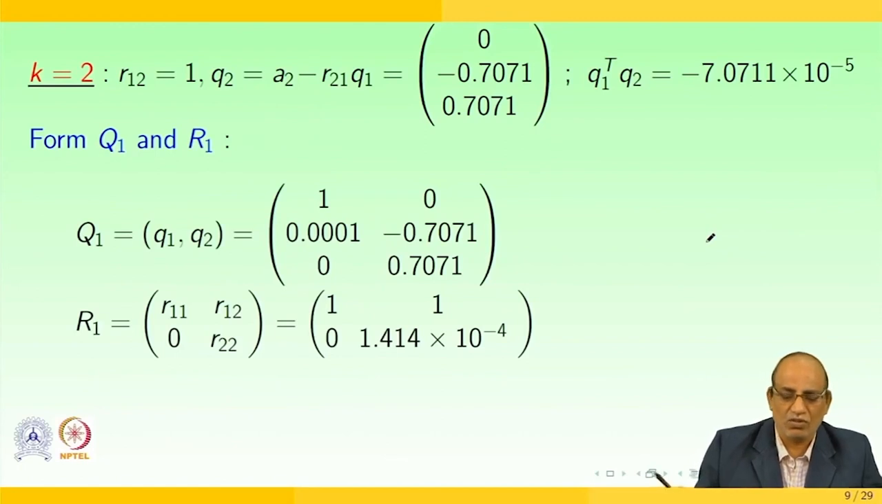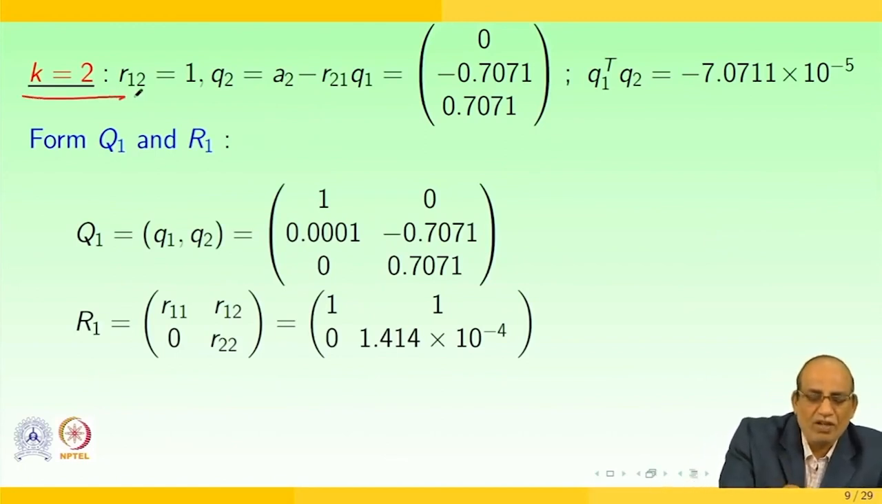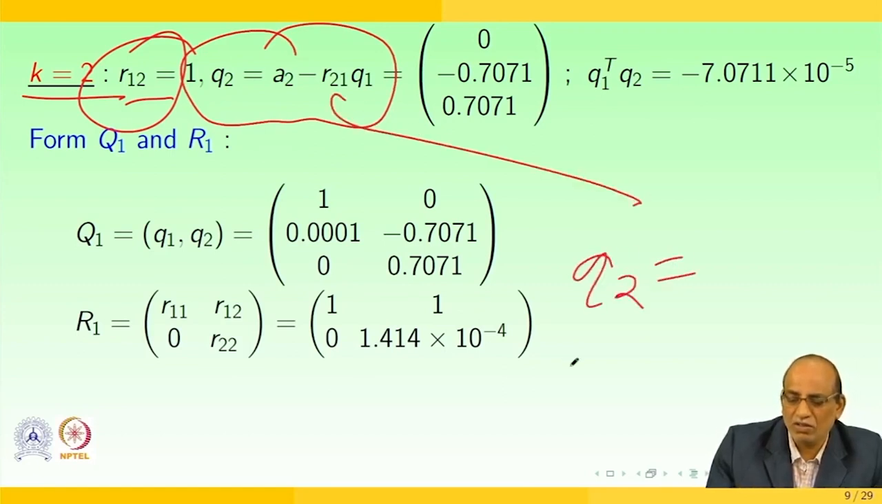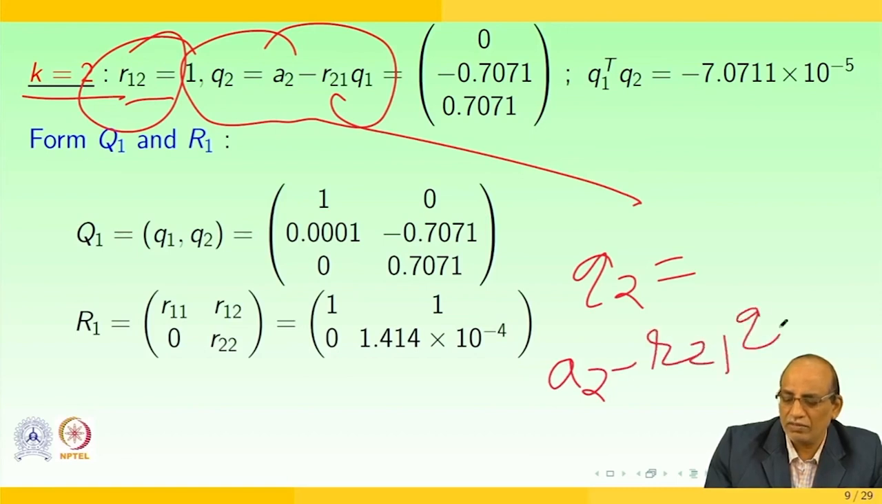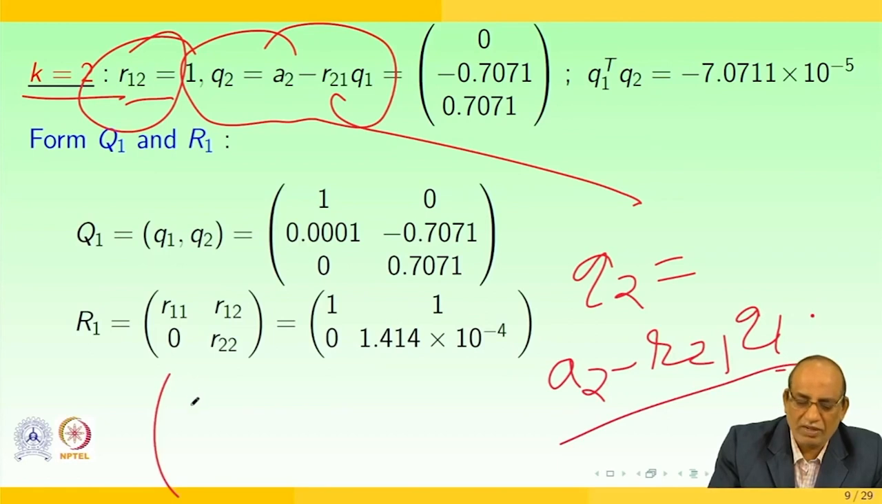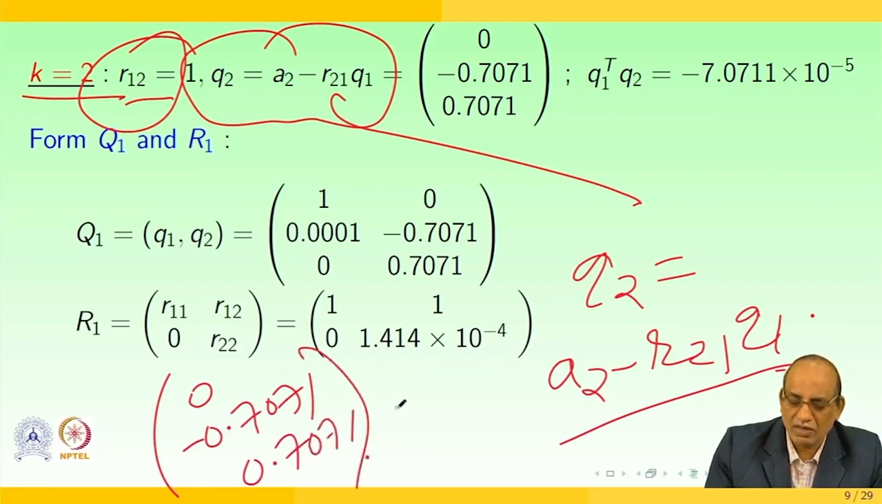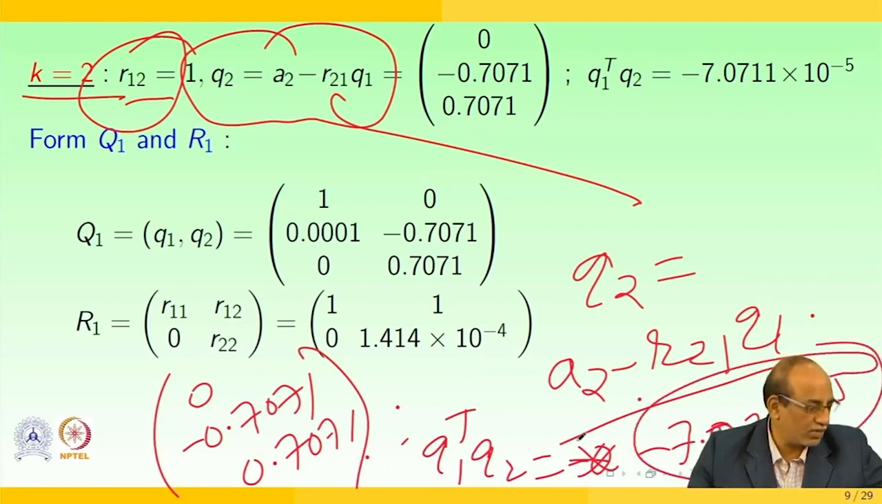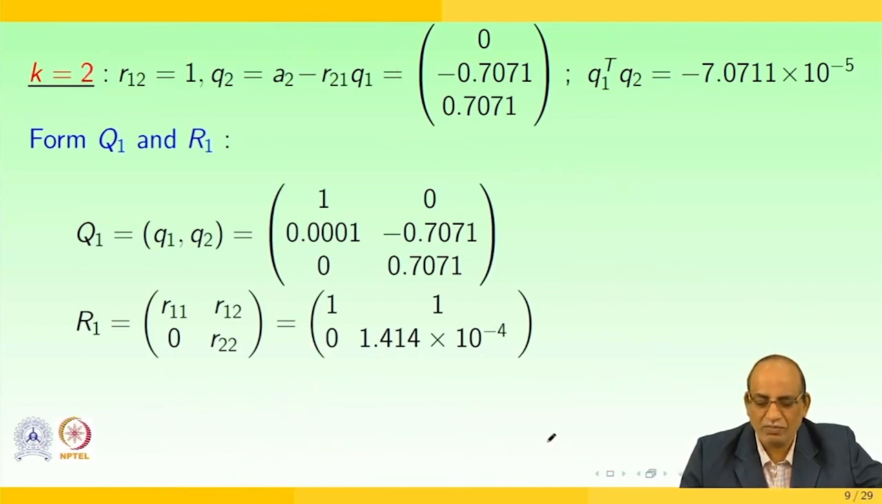Now let us look at k equal to 2. So r12 is equal to 1, and q2 is equal to a2 minus r21 times q1. So this is the matrix 0 minus 0.7071. And then q1 transpose q2, which is 0.7071, or else I can write it as minus 7.0711 times 10 power minus 5. It is a very, very small value.